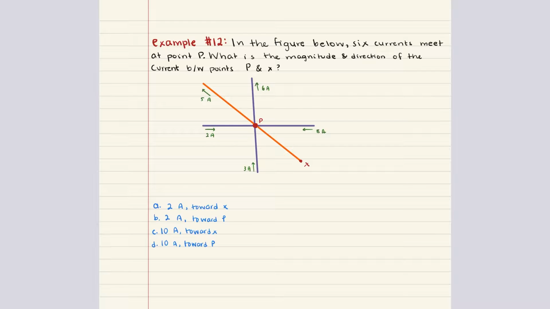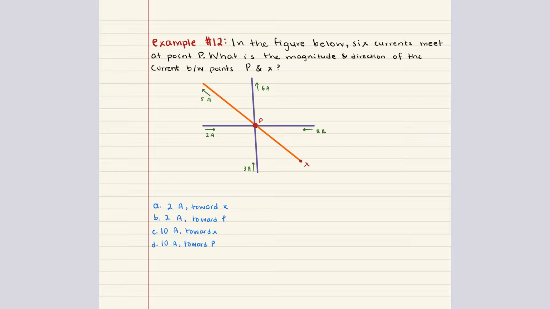Problem 12 says, in the figure below, 6 currents meet at point P. What is the magnitude and direction of the current between points P and X? In order to solve this problem, we need to recall Kirchhoff's current law. This law states that the algebraic sum of currents entering and leaving a junction must be 0. In other words, the sum of all currents directed into a point is always equal to the sum of all the currents directed out of the point.